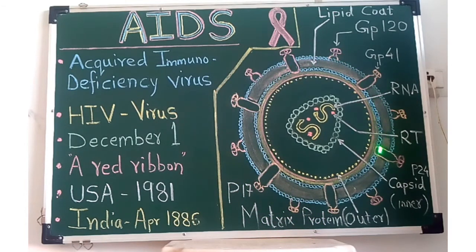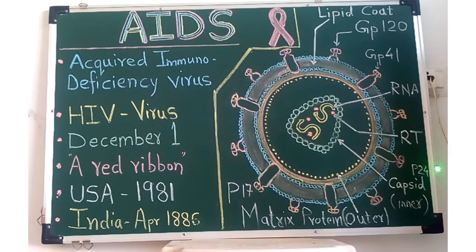This is a lipid coat or a lipid membrane. Embedded in this are the glycoproteins. GP is the short form for glycoproteins. Glycoproteins, that is GP120 and GP41, are also called the envelope spike complex and are responsible for attachment, fusion and infection of the host cell.